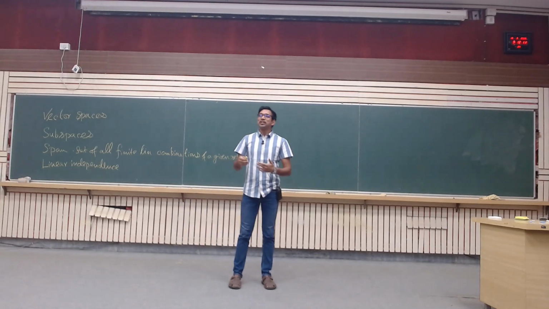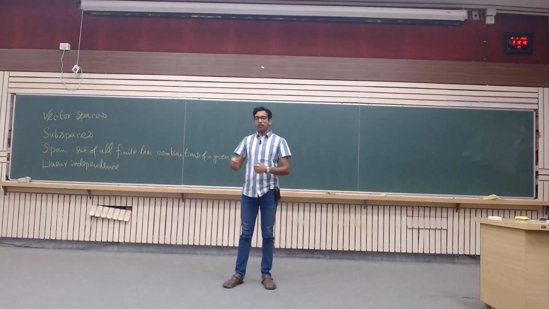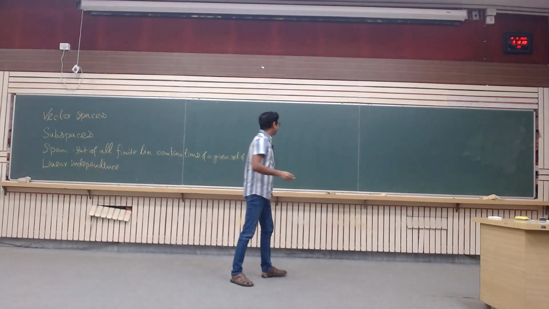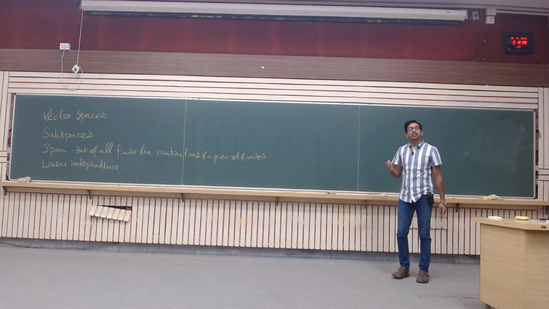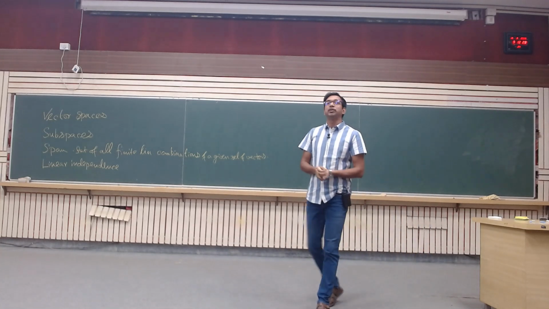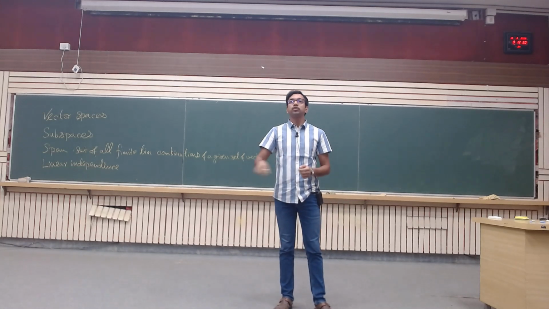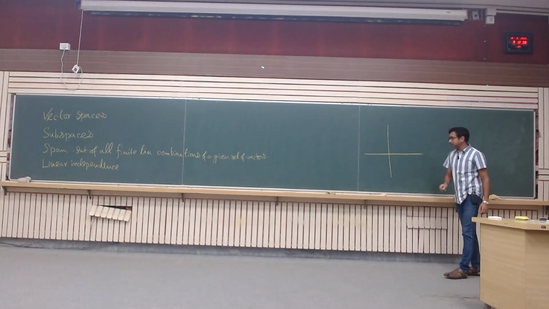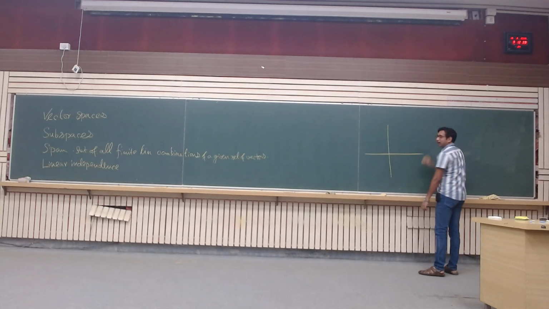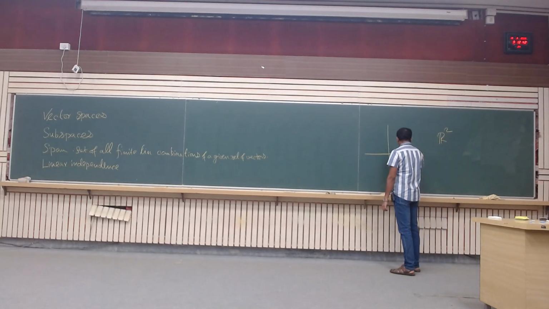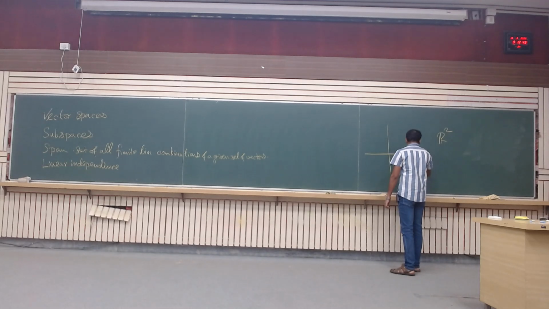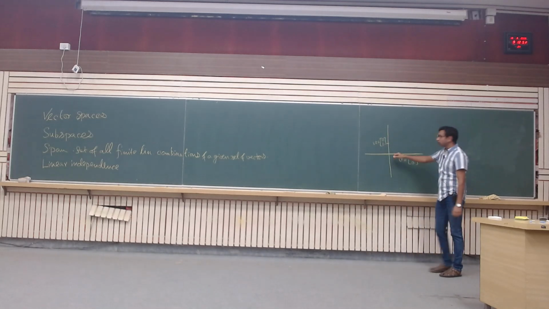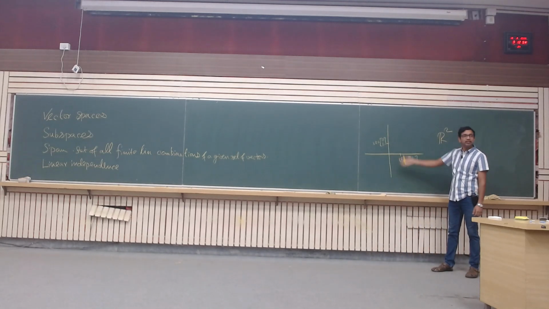Linear independence for humans might be interpreted as our independence from the lines which separate us. Whereas for vectors, we have something simple. Two vectors, V and W, are said to be linearly independent if they are not on the same line passing through the origin. Suppose this is our R2, and for example, take this vector V as (1, 0) and W as (0, 1). Of course, they are not on the same line passing through the origin. Okay, they are linearly independent.